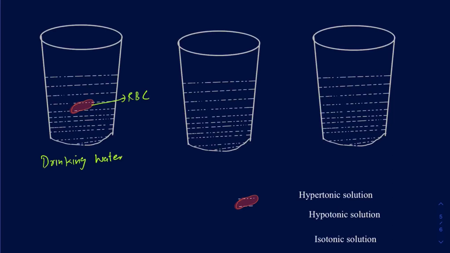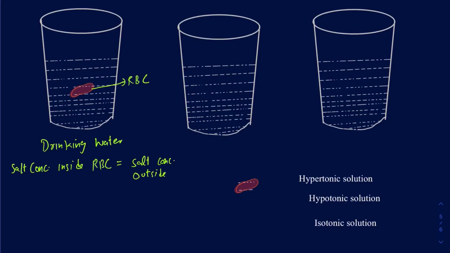So when we drink the water, the salt concentration inside the RBCs, or inside the cell, is going to be the same as outside, in the drinking water. So as a result, there is no net flow. I can say the salt concentration inside is equal to the salt concentration outside. Since that's equal, there is not going to be any net flow of the liquid.